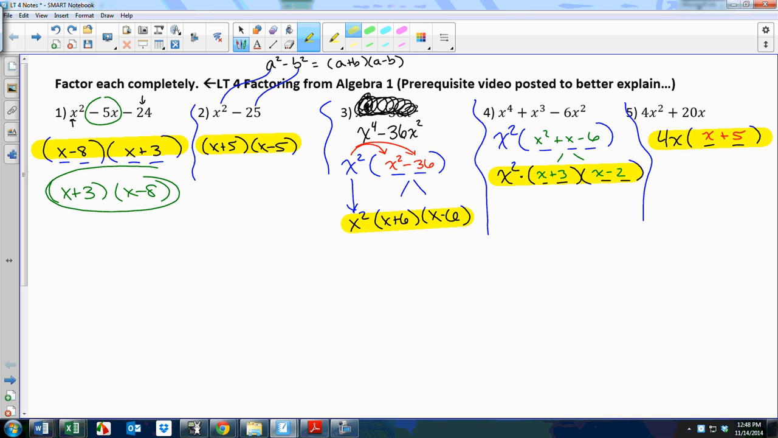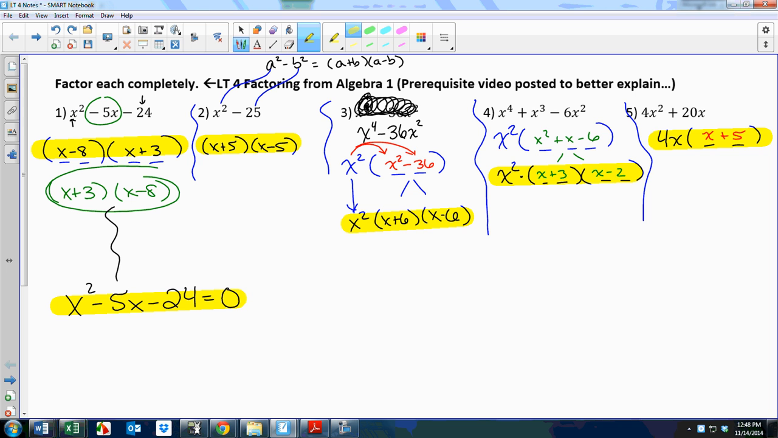Okay, that's old stuff. There's a whole video dedicated to factoring, the prerequisite video if you need to watch that. Now the first connection to the new stuff. All right, I'm going to rewrite number 1 as x squared minus 5x minus 24 equals 0. I just changed the original problem from a factor it expression to an equation.